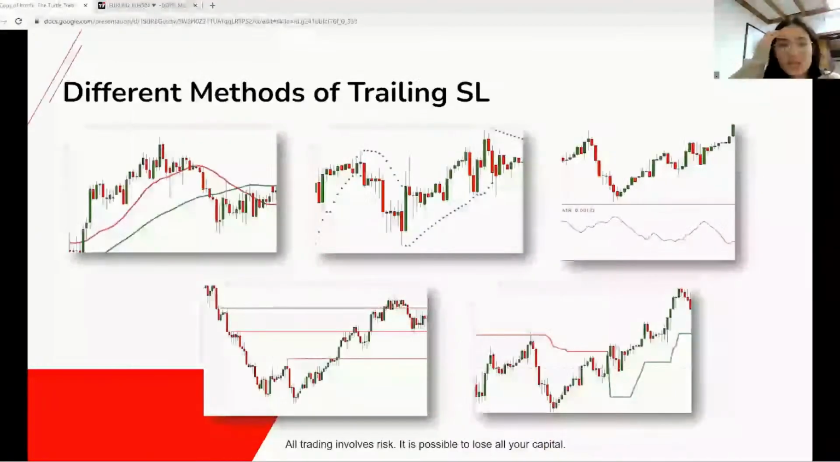Okay, here we have different methods of trailing stop loss. This is another way to minimize your losses. There are many different methods, so I'm not going to get in depth. I'm just going to briefly mention a few. Here we have moving average, which is the first one, followed by parabolic SAR, chandelier, and ATR indicator. And then over here, we have the support and resistance levels and a combination of these methods.